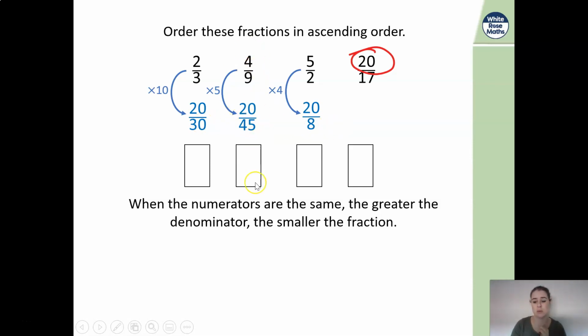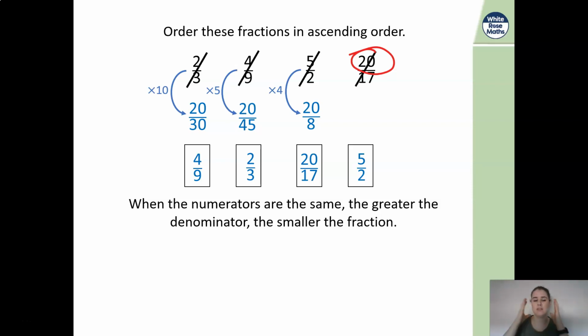So we can see the smallest one there is going to be 4/9, okay, because that's got the most amount of pieces per whole pizza. The next smallest one's going to be the one cut into 30 pieces, so it's going to be 2/3. And then we've got 17 and 8. Well, we can see here that 17, okay, that's going to be a lot of teeny tiny slices of pizza, whereas this pizza here that's only got the 8 slices, they're going to be slightly bigger. So that last fraction there is going to be 5 halves, okay?